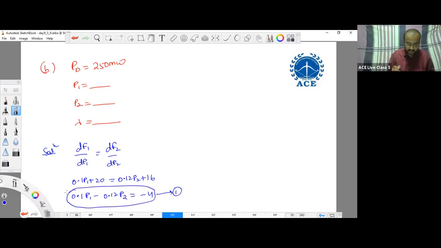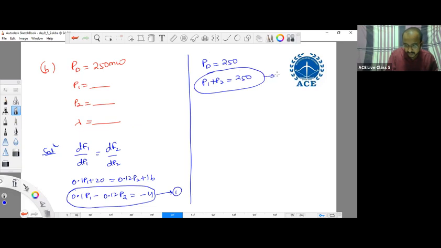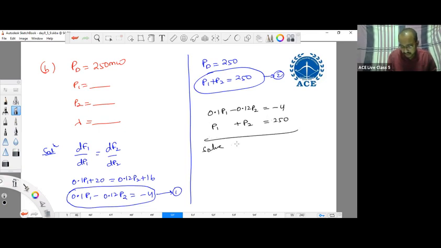Okay. What about the second equation that you got? PD is 250 megawatt. So P1 plus P2 is equal to 250. So you got the second equation. Now solve these two equations: 0.1 P1 minus 0.12 P2 is equal to minus 4, and P1 plus P2 is equal to 250. You will get the values of P1 and P2. Solve these two equations and post the answers for P1 and P2.